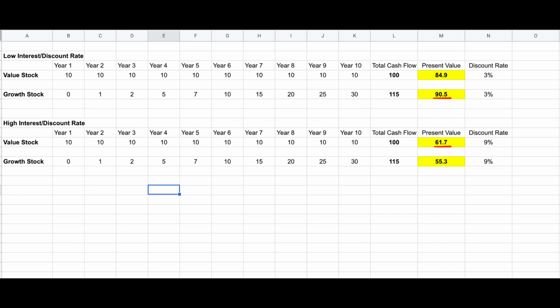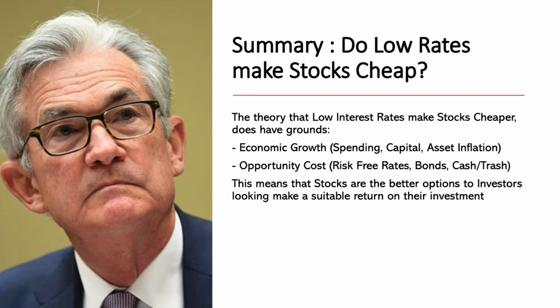So that's just how it works, and that's usually why you see growth stocks tend to get hurt a lot more when there's a scare that interest rates are going to rise. So in summary, do low interest rates make stocks cheap? Well, the theory that low interest rates make stocks cheaper does have grounds.